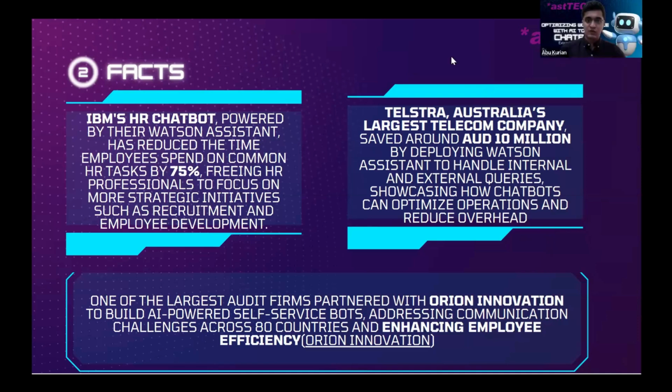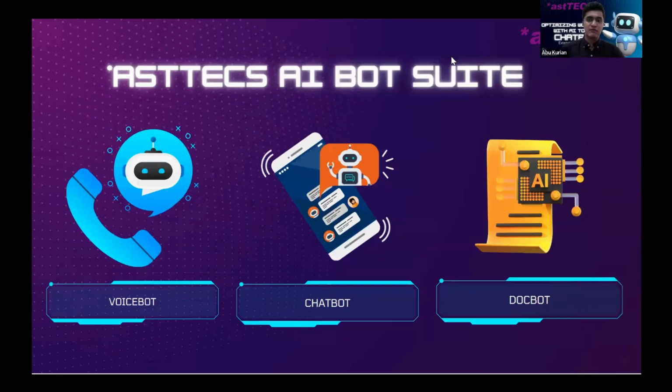Now, a brief overview. Like I mentioned before, astTECS has a whole AI suite. We have voice bots. Voice bots are conversational bots where you can talk to the bot over the call, and based on your conversation, the bot replies. It is more like talking to another agent or a person on the phone itself. You can train that bot to learn specific instances of your organization, answer questions, and handle bookings.